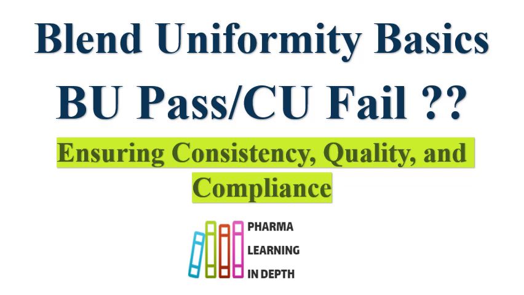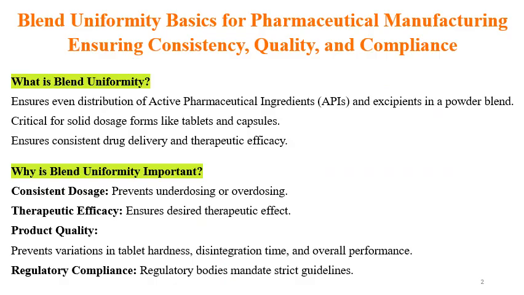Blend uniformity and content uniformity is to ensure the product quality, meeting the regulatory requirements, and also demonstrating the consistency and product robustness. So I welcome all the viewers to this video. It will be a short video to understand the blend uniformity basics and reasons why BU test, though it is passing, CU test fails. So blend uniformity means the homogeneous distribution or even distribution of the drug substance or active ingredient, and also with the excipients in the powder blend.